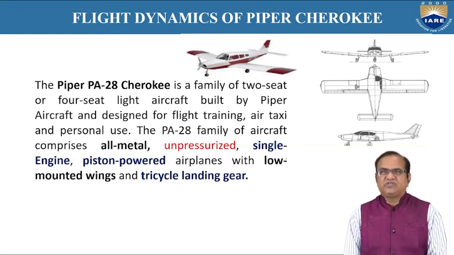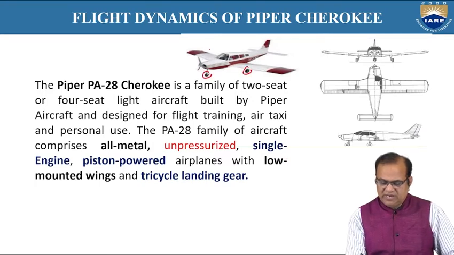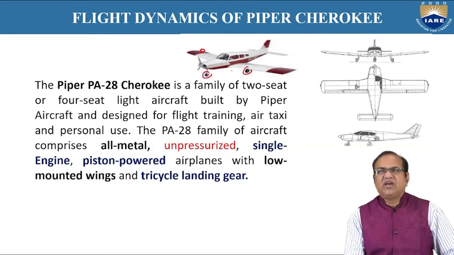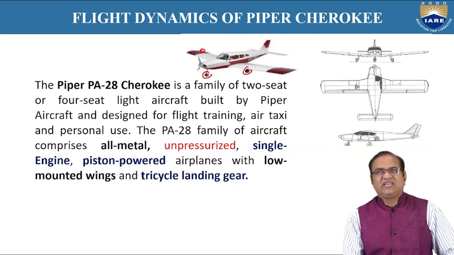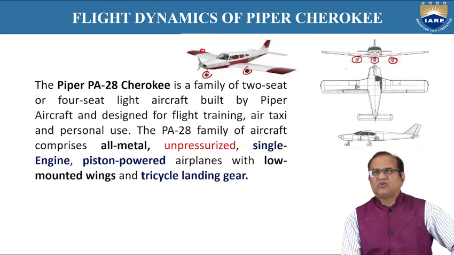One wheel is at the nose and two are at the wings. So, here this is called one, two, and another is in this wing. So, we have three landing gears or three wheels. So, it is called a tricycle landing gear. You can see one is in one wing, another is in the other wing, and this is at the nose.